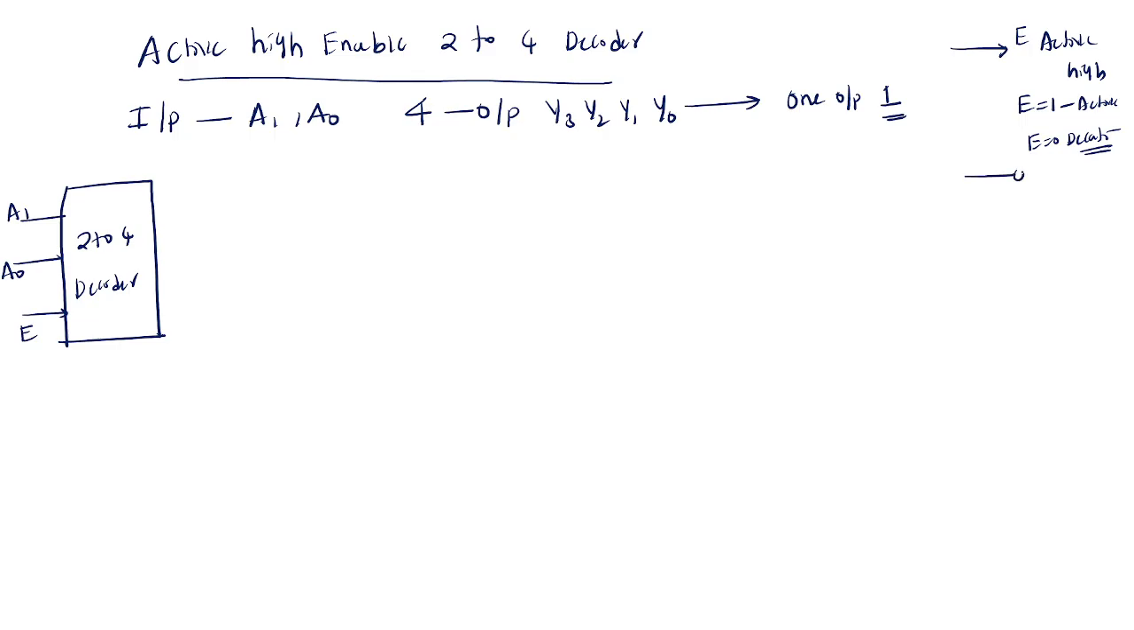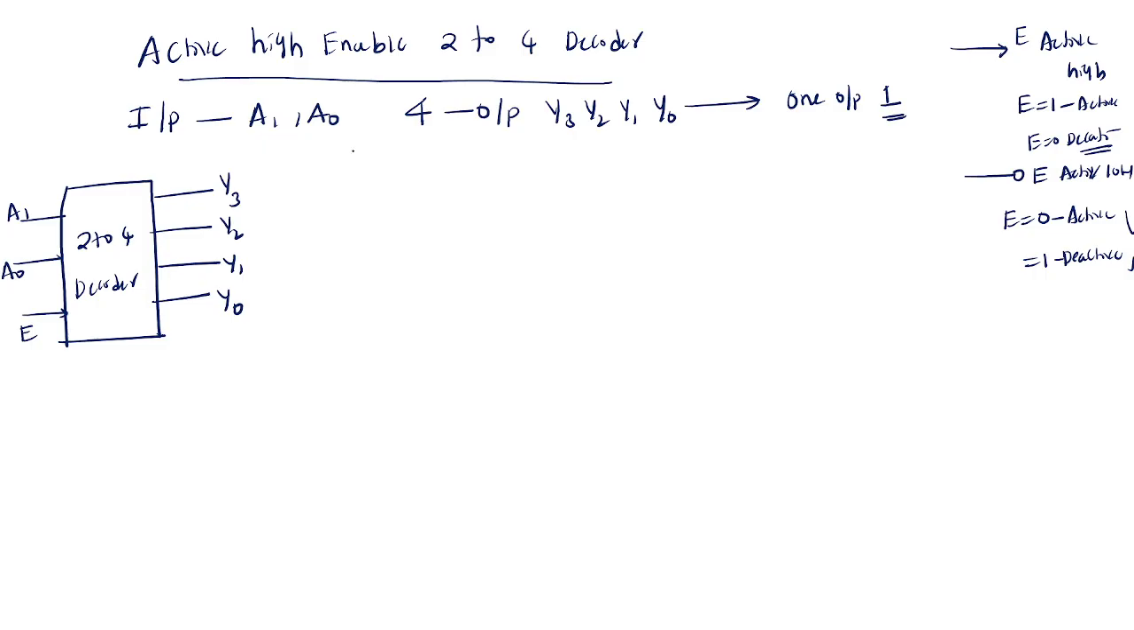Next, this is active low, when you are giving the bubble. Active low means when E equal to 0, the decoder will be active, and when E equal to 1, the decoder will be off or in deactive state. So there are two types. Now we are discussing the active high enable 2 to 4 decoder. How many outputs are there? Four outputs: Y3, Y2, Y1, and Y0.